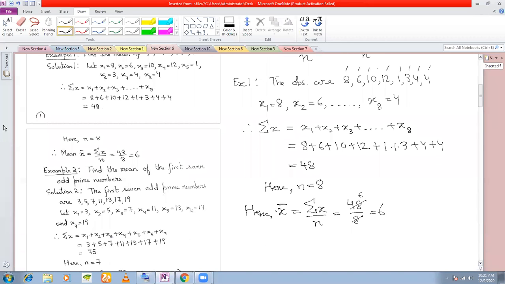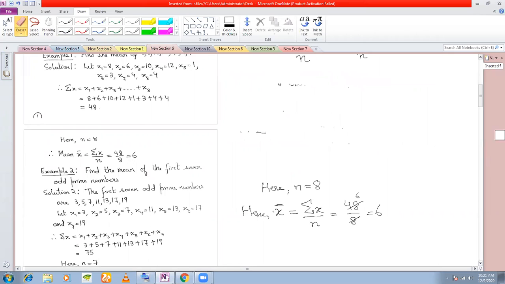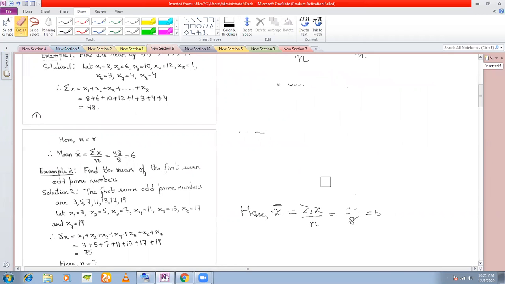Let us consider now example number 2. In this example, the question here is find the mean of the first 7 odd prime numbers. What are the first 7 odd prime numbers? The first 7 odd prime numbers.